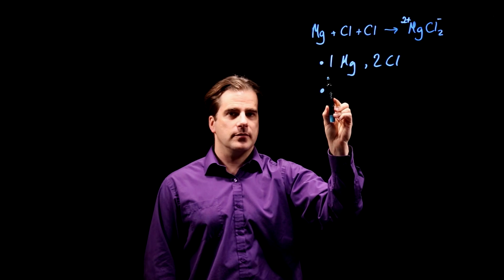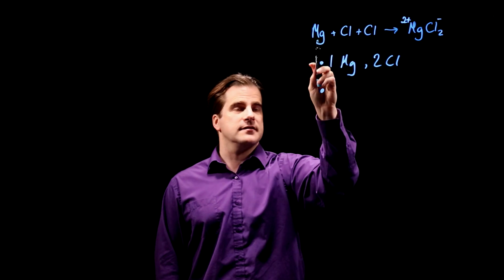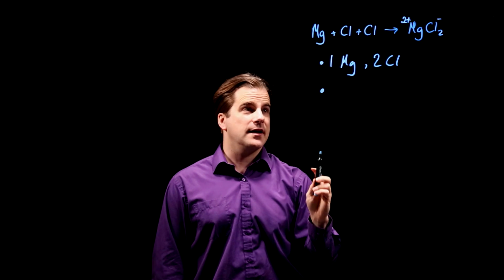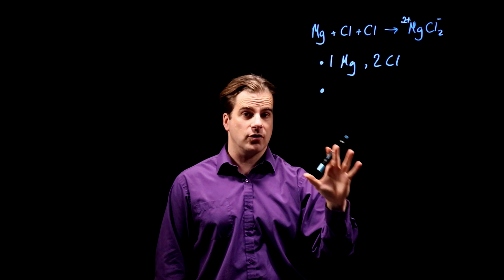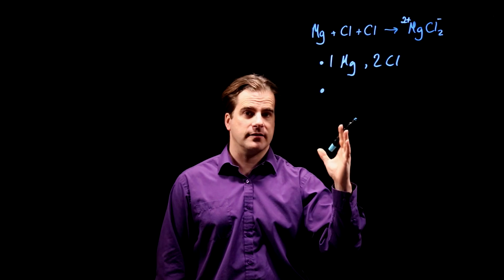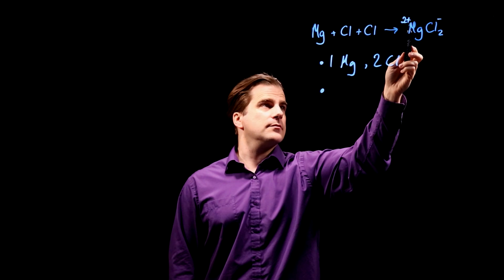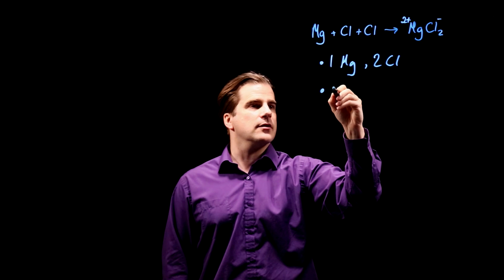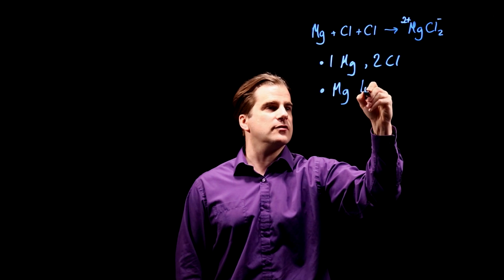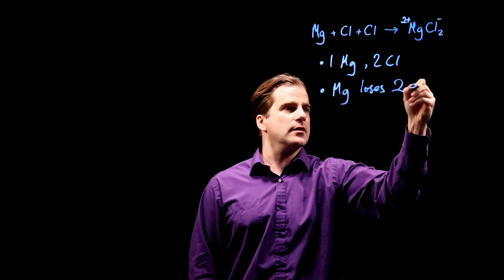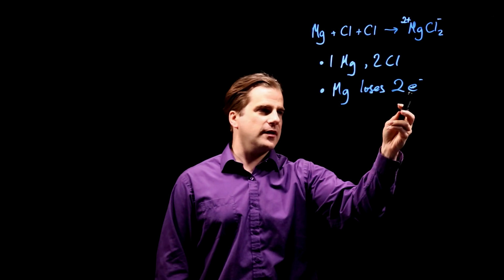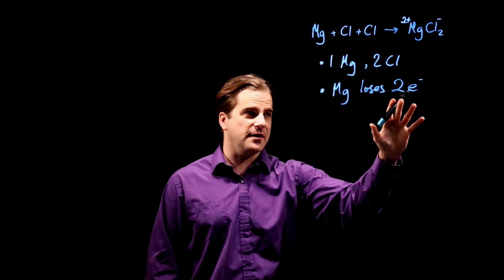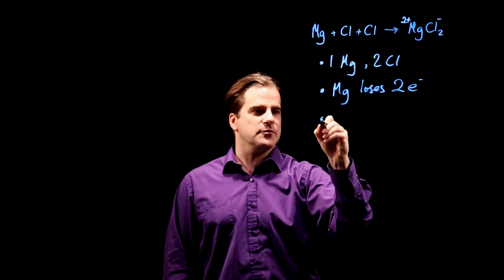The magnesium atom originally has 0 charge and it ends up with a +2 charge, and therefore it must have lost 2 electrons because each electron has a -1 charge. So if 2 electrons have gone, it's left with a +2 charge. So say that the magnesium loses 2 electrons, okay? Don't write it shorthand the way I'm doing. Write out the word electrons in your answer, but I'll do it this way for speed.